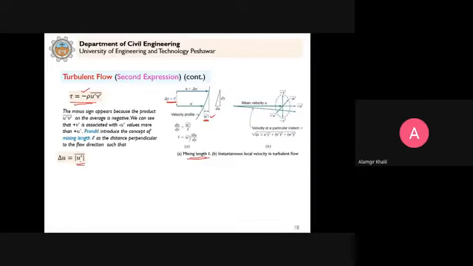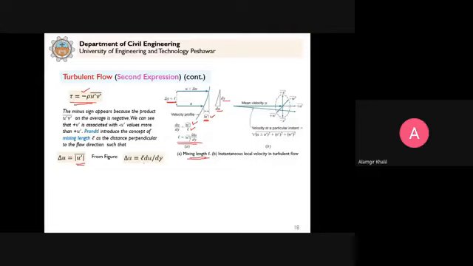So the time average we need to consider. Now your delta U is equal to U dash bar. If we consider similar triangles, you can see that du by dy will be equal to this U dash bar by L. So from here, L is equal to the absolute value of U dash bar divided by du by dy.